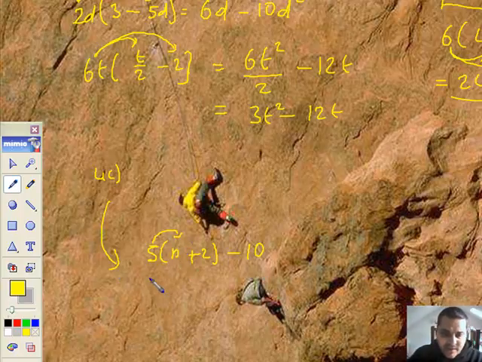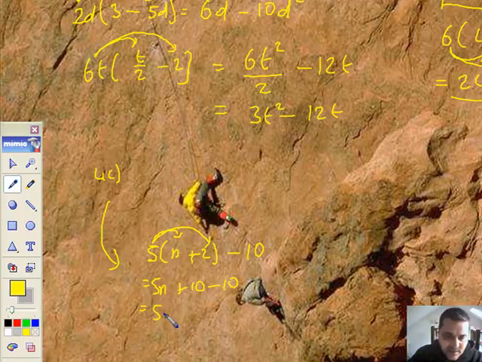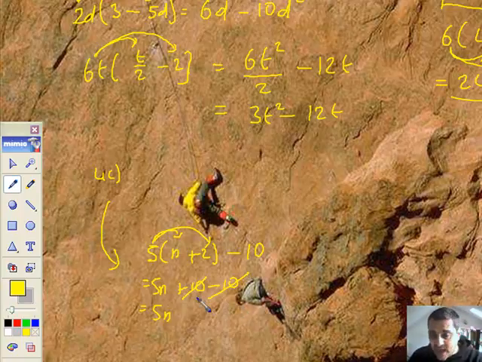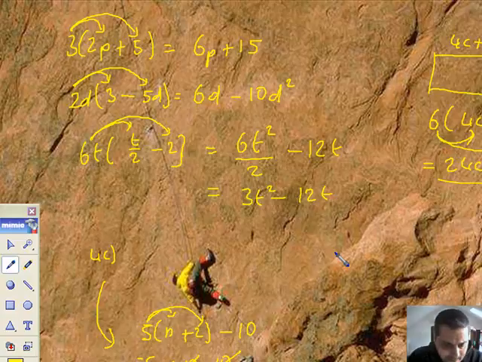Right, 5 times n, 5n. 5 times 2 is 10. Oh, then it says minus 10. They go bye-byes. Answer 5n, because 10 take away 10 is nothing. If you like, I've collected like terms and I've eliminated the plus 10 and minus 10. Let's work over here now. I think I'll do this one now.